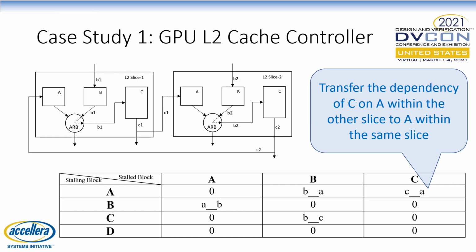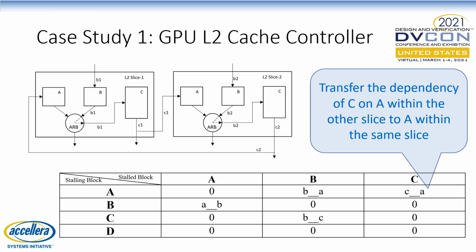We can enumerate the forward progress stall conditions for each of the blocks as follows. Forward progress of A gets stalled when the arbiter grant is with B. Forward progress of B gets stalled when the arbiter grant is with A. One more stall condition for B is that forward progress of B gets stalled when it requires access to C and C's FIFO is full. Forward progress of C gets stalled when it requires access to A of the other slice and A's FIFO is full.